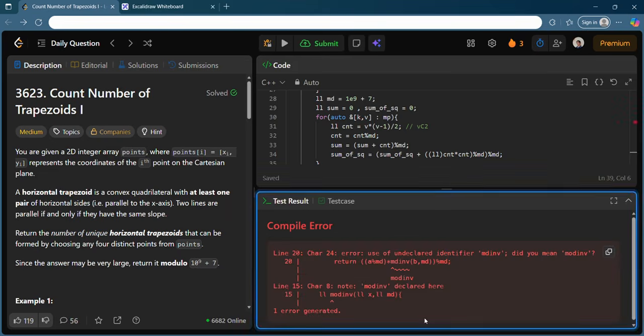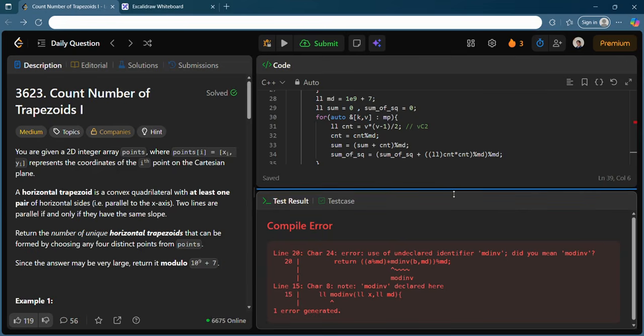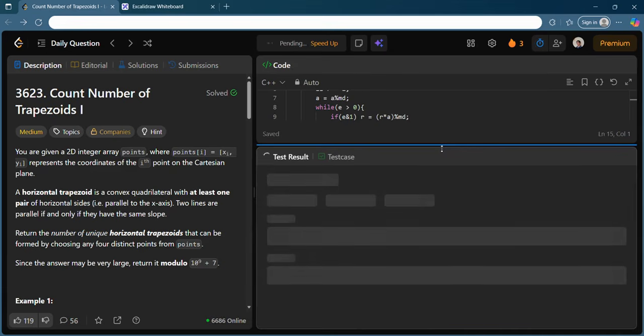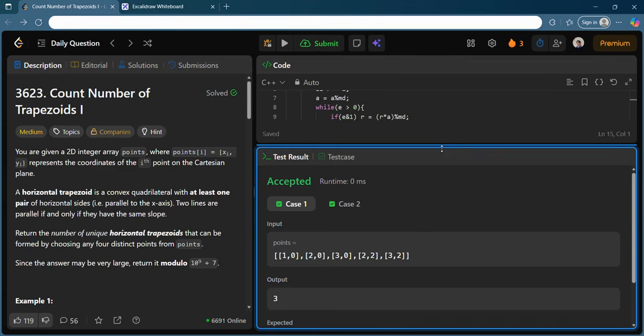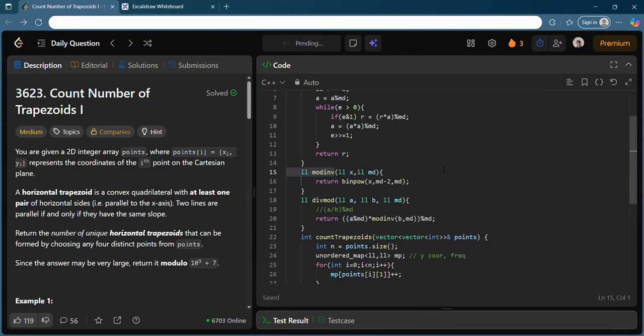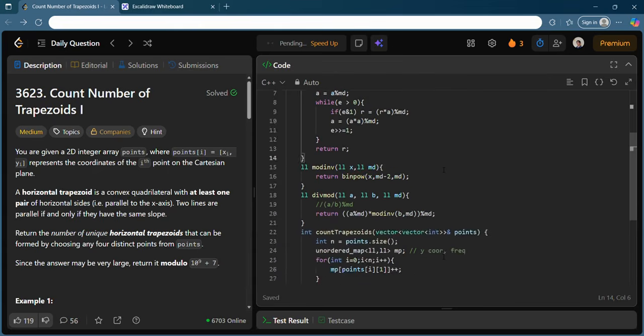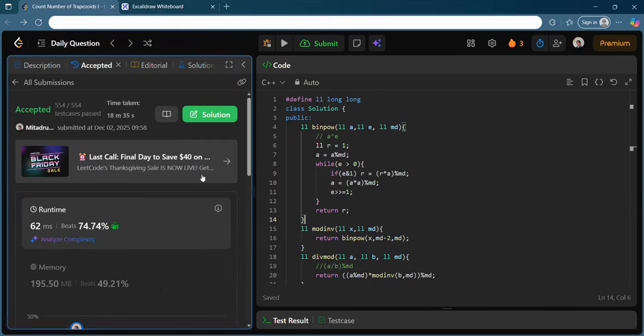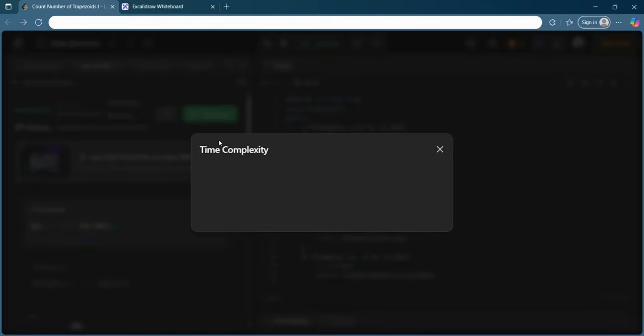Now I will try to run this code and try to debug if any errors are there. We will see. For mod inverse, there is something like mod I have defined here, so I need to write that only. Let me see what more debugging we need to do. You see, we got accepted for 2 of these test cases. If we try to submit it and check if it works at all. Yeah, you see, we did get accepted for all cases, and we also have a decent runtime.